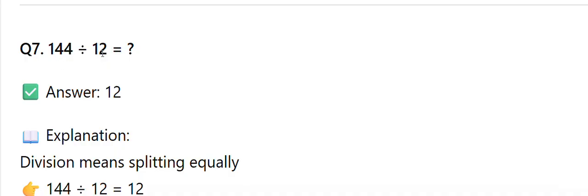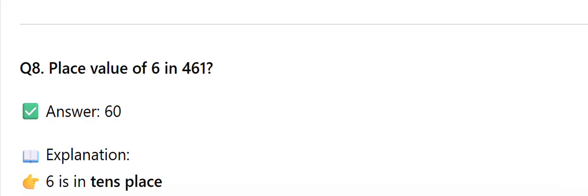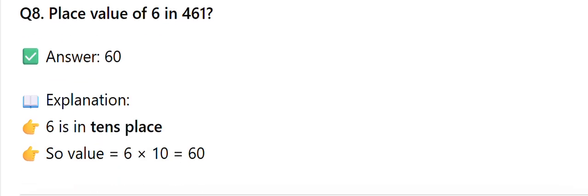144 divided by 12. So 144 divided by 12 will get 12. Place value of 6 in 461. So 1 is in 1 place, 6 is in 10 place, 4 in 100 place. So 6's place value is in 10, that is 60.